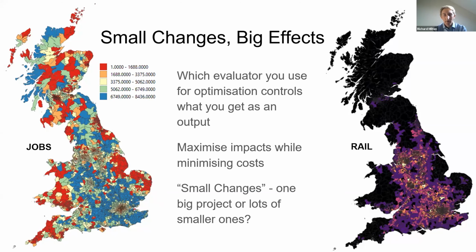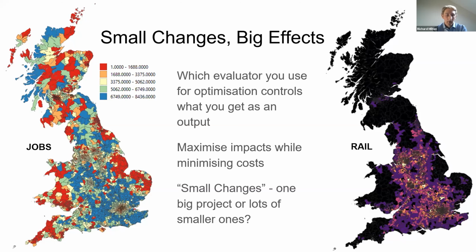Now, the rail scenario, the rail is different. One of the things that this work has given us is the ability to compare scenarios that we didn't do before. And that comes through the evaluator that we use. With the rail, what we do is we increase the speed of all the rail links by 10%. So we give the system a big kick and see how it reacts. Then based on how it reacts, we prune from that position. So we prune to the point where we're minimizing the costs while maximizing the impacts. But what's important here is the evaluator that you use has a big effect on the design that you end up with at the end.